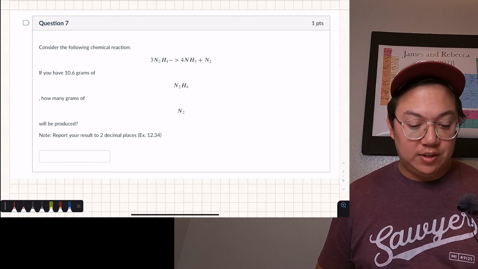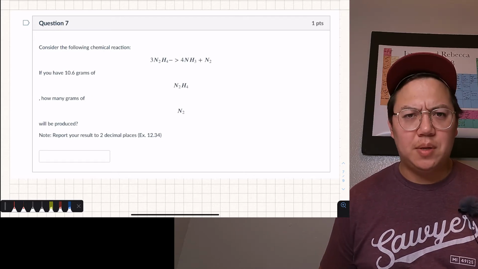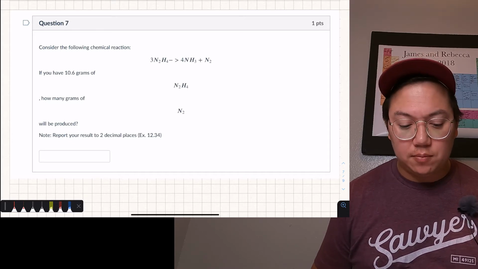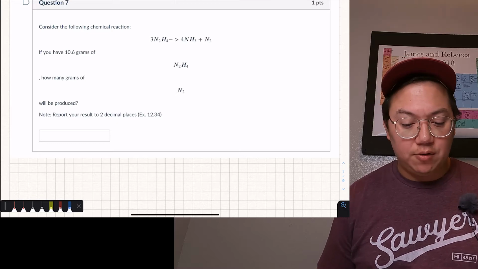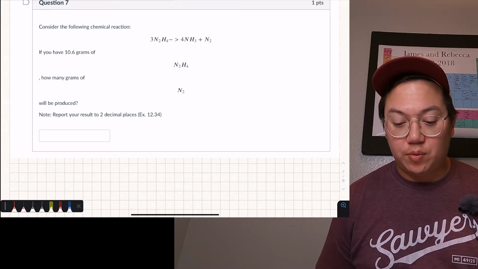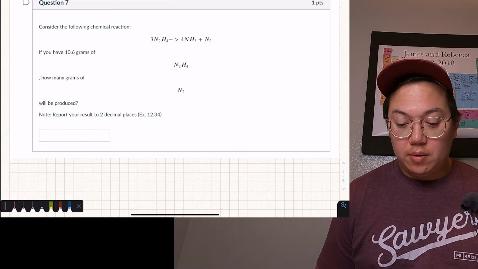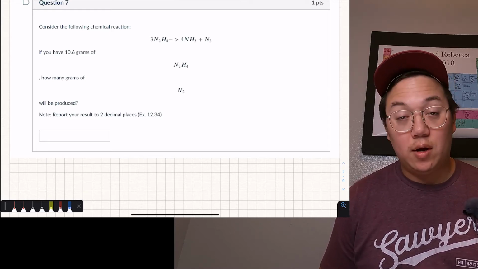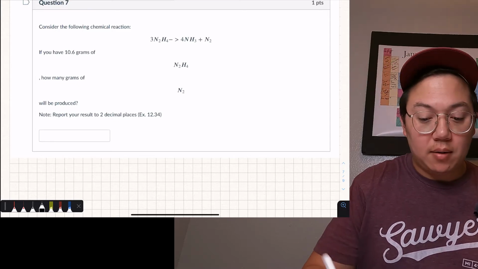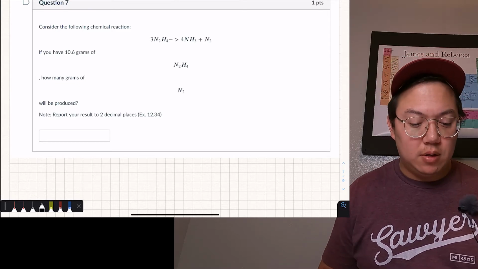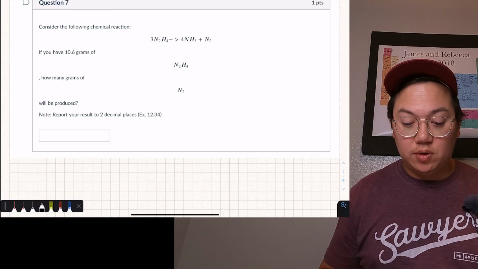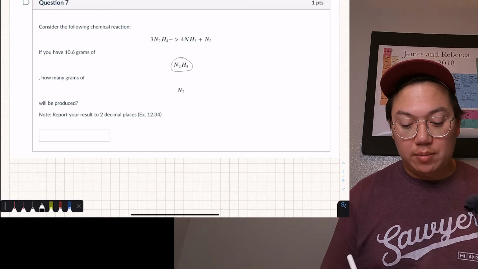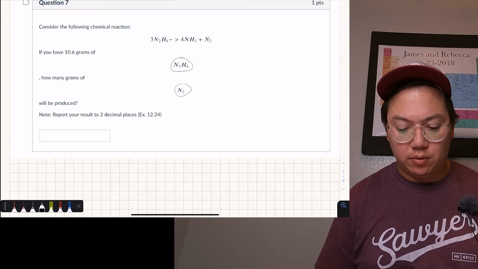Okay, question 7. Hopefully the formatting on the PC or on a computer was better than it was on my iPad when I screenshot this. But it says, consider the following chemical reaction. We have 3 N2H4 makes 4 NH3 ammonia plus 1 nitrogen. Again, that one coefficient is assumed. So if we have 10.6 grams of this N2H4, how many grams of N2 will be produced?